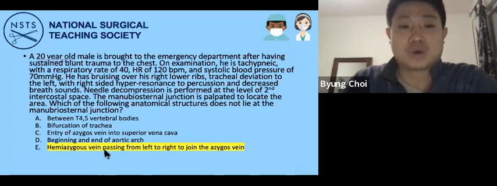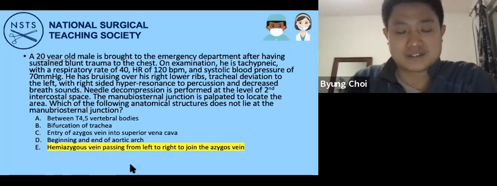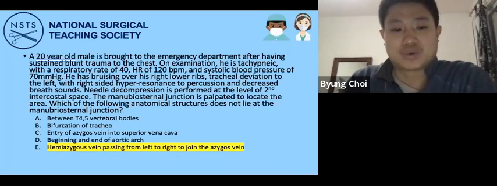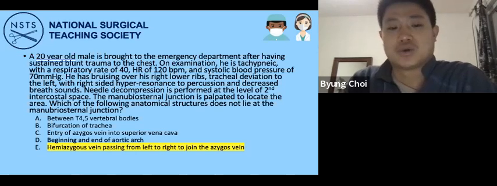we should hopefully know that the hemiazygous vein is passing, it says, from left to right to join the azygous vein. Now, the hemiazygous vein drains the left posterior thorax, the majority of that, and so it wouldn't pass left to right. If anything, it would be right to left. Okay. So that's why it's not E.